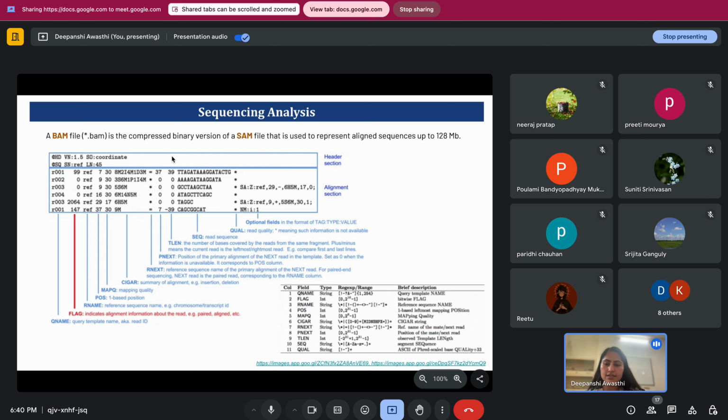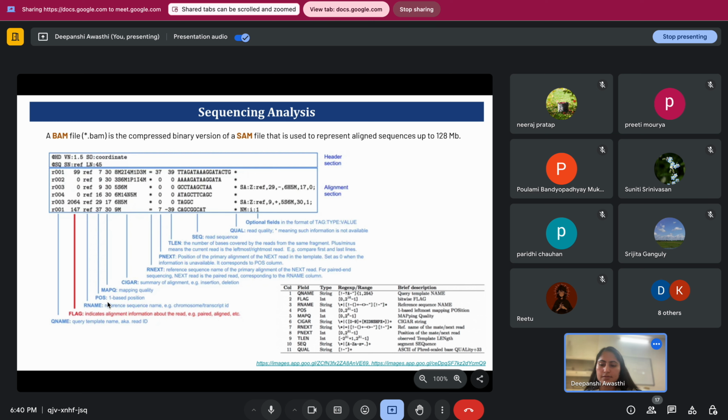So this is the header section. Then comes the alignment section, which will tell you where that particular read is aligning to, which will involve the query name. So this is the query name, and then the flag, which will indicate the alignment information, whether it is paired or aligned. So it will give information about the read.